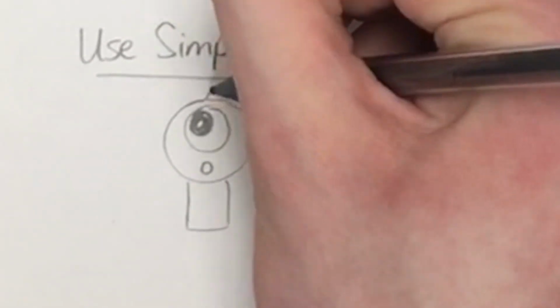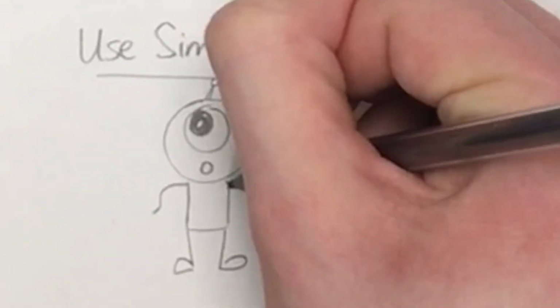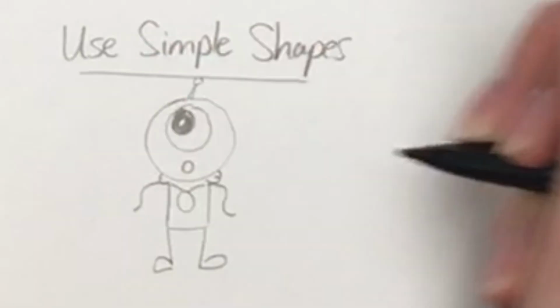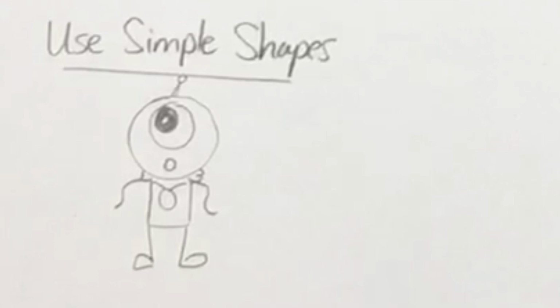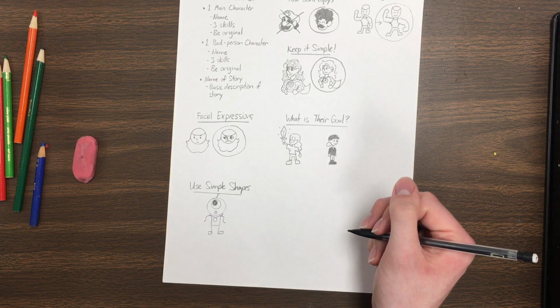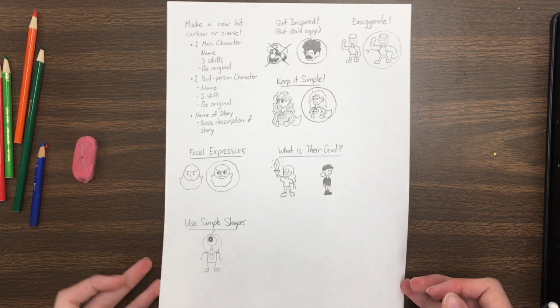Alright, use simple shapes. My original character I came up with was just a circle and a rectangle and some squiggly lines. That's fine. That's a good thing to stick to. Alright, so this is all stuff that you do not need to write down. This is just me explaining it.